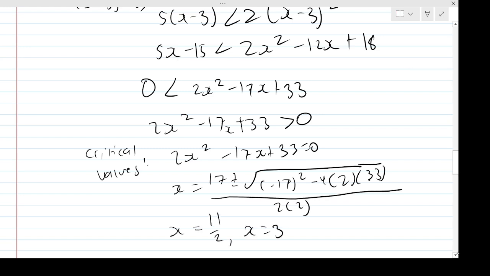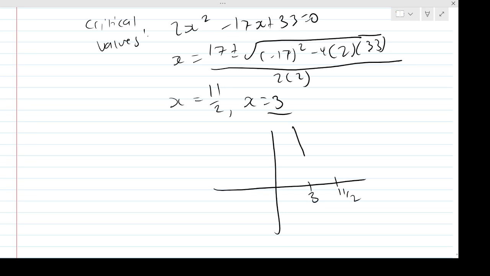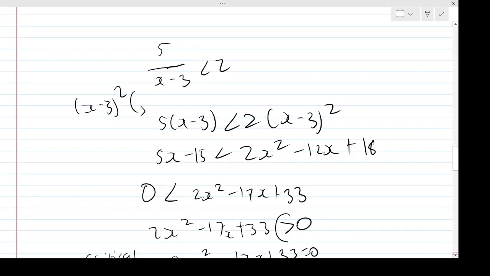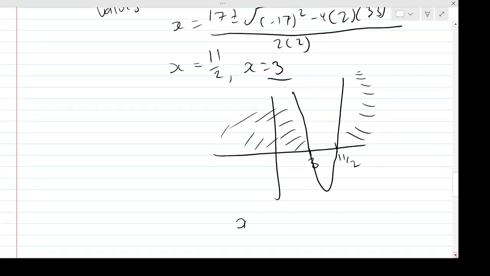Okay. And so then if we sketch this quadratic with these roots, these critical values, it's a positive quadratic again. So it'd be 3 and 11 over 2, so it would look something like this. And then again the inequality is greater than 0, so we want the region above 0, above the x-axis, so it'd be here and also here. So when the graph is above 0, these two regions are when x is less than 3 or when x is greater than 11 over 2. And that is my solution.